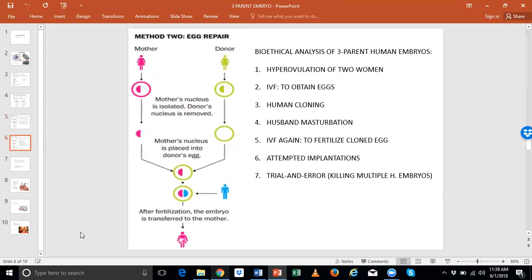That's method one. How about method two? Well, the good thing about method two is that the father is only fertilizing his wife, maybe. He's not fertilizing the donor eggs. Okay, the two women still have to go through hyperovulation because, again, being a shotgun industry, we want a lot of these eggs to experiment with. So the same risk to these two women is up front. Then the IVF process to obtain those eggs, and do the nuclear swap. So again, nuclear human cloning here.